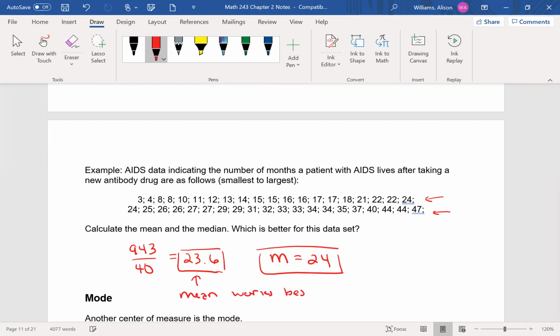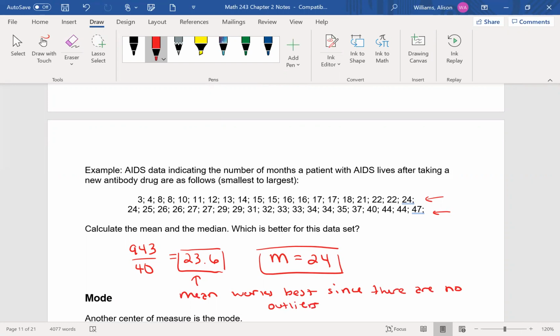So we want to use the mean whenever possible. But if there are outliers, I'd be more inclined to use the median.